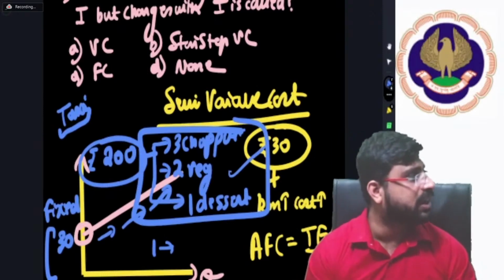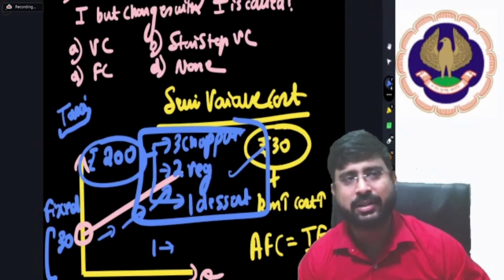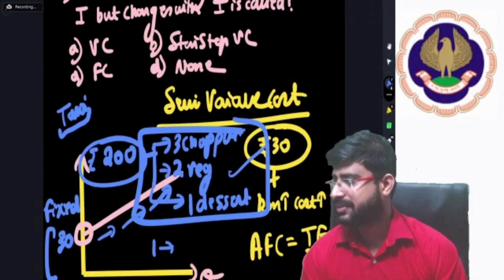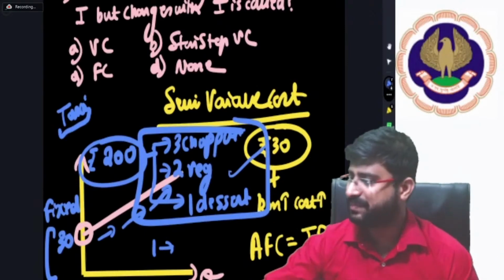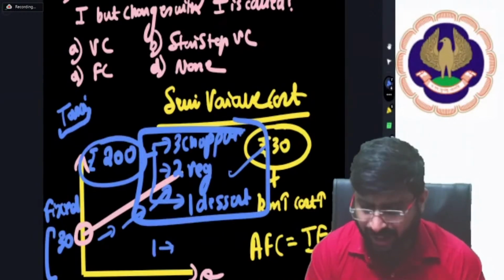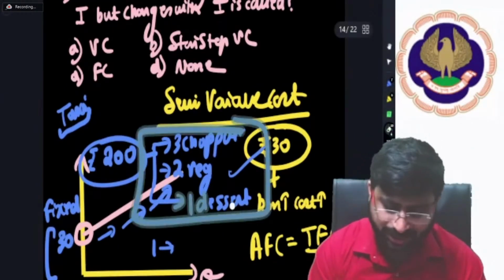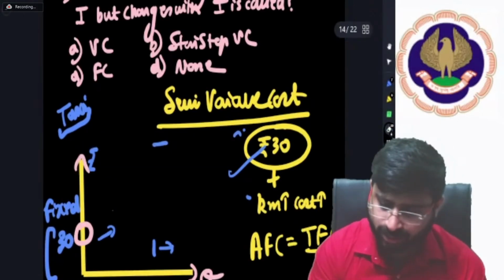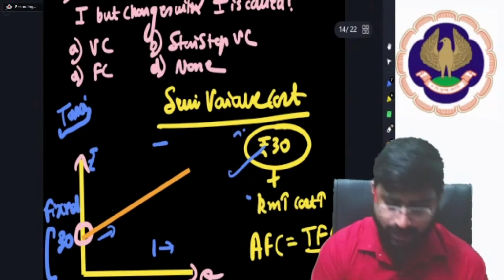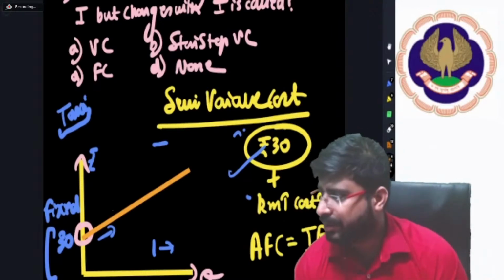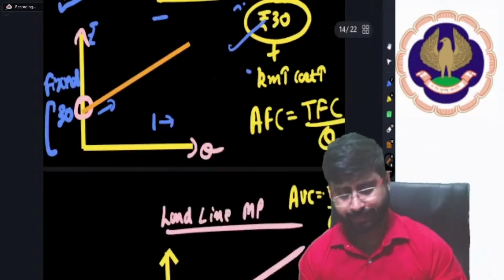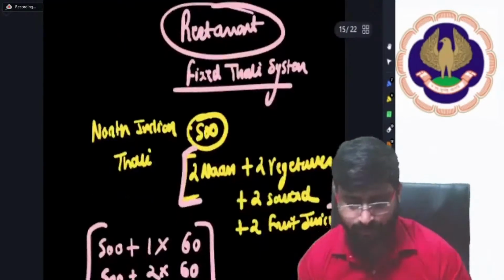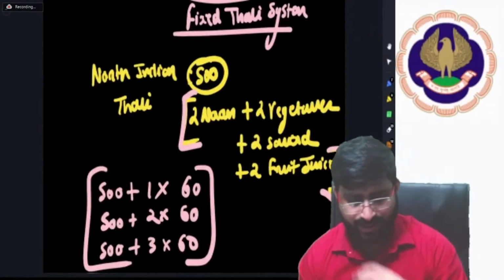I hope it's crystal clear. I've explained it crystal clear. Yes or no? Yes, sir. Got it, sir. It is very easy, I think. Nothing very tough. Right? And the shape is much like this one. Okay? Got it.